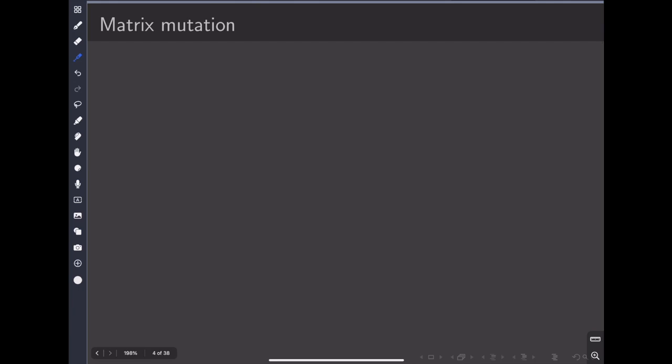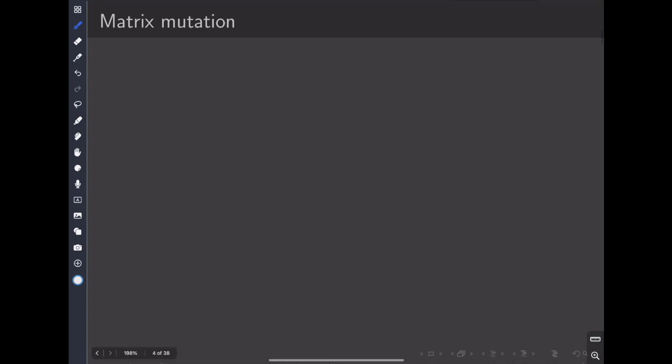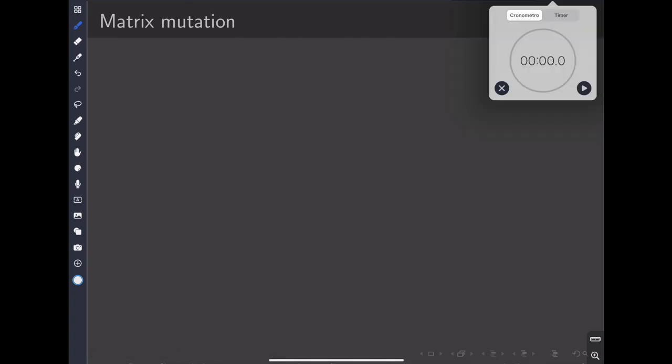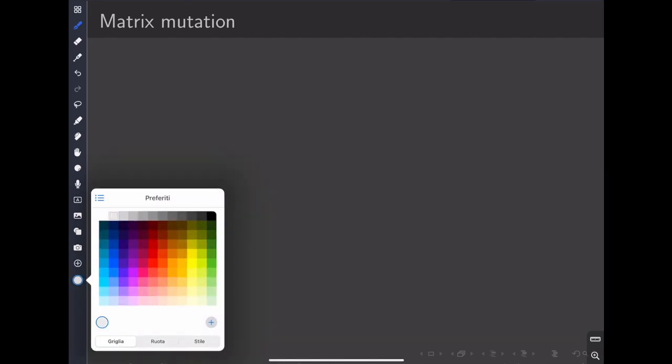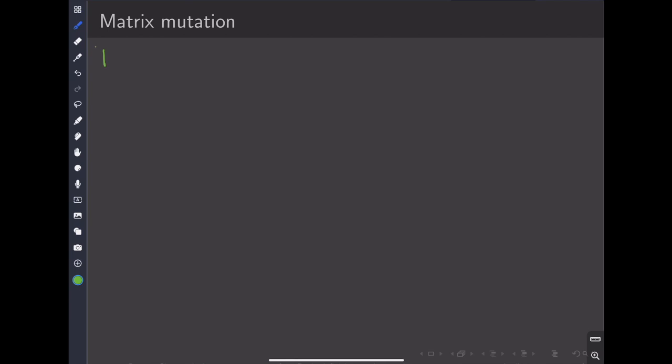So here I have to say a couple of things. Let's say that this matrix mutation is defined. I haven't started. Sorry. So, timer. So let's say, I don't know, maybe like this. Definition, and I know it's going to look a bit strange.